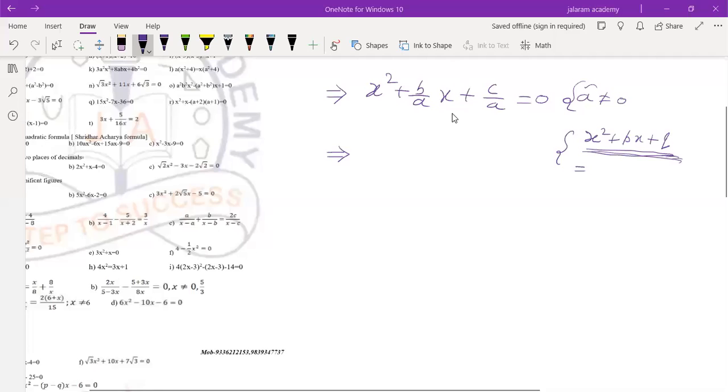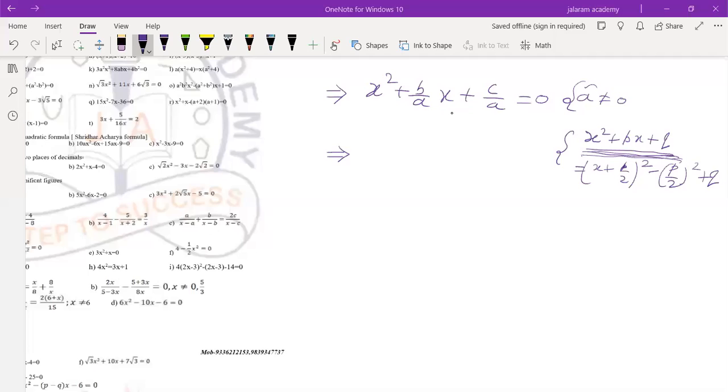Sir, we will take x square plus px and convert it into x plus p by 2 whole square minus p by 2 whole square, and sir we will write plus q as it is. X plus p by 2 means half the coefficient of x. Coefficient of x is p, so we divide it by 2, x plus p by 2 whole square, then minus p by 2 whole square, and plus q is written as it is. Okay.